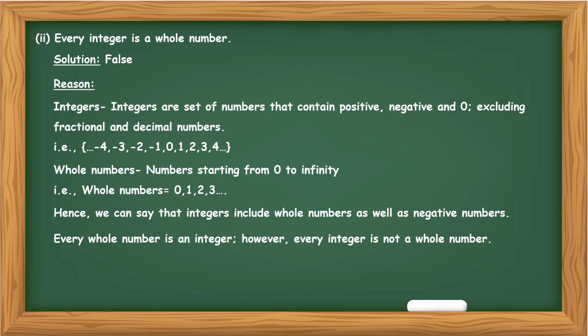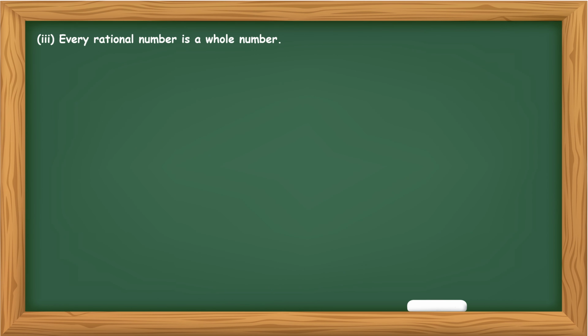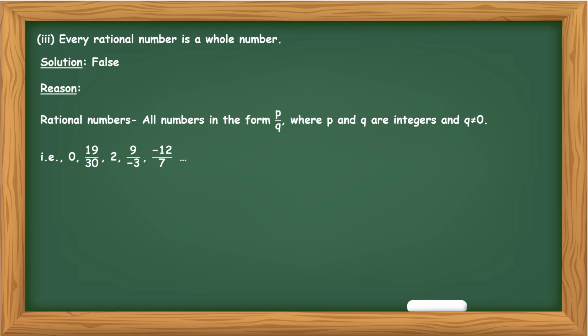So now, let's move on to the third subdivision. Every rational number is a whole number. The solution is false, because what is a rational number? All numbers in the form p by q, where p and q are integers and q is not equal to 0. That is 0, or it can be 19 by 30, or it can be 2, or it can be 9 by -3, or -12 by 7, and so on.